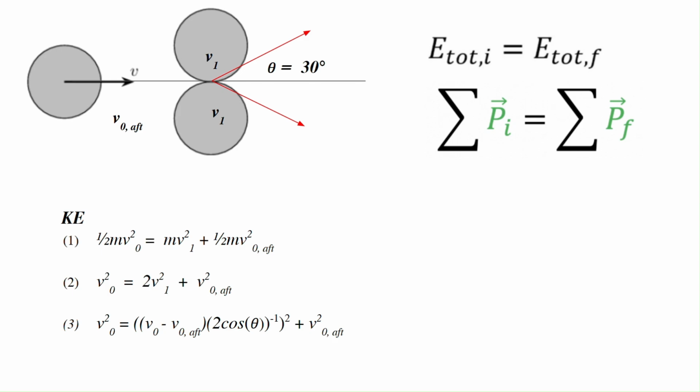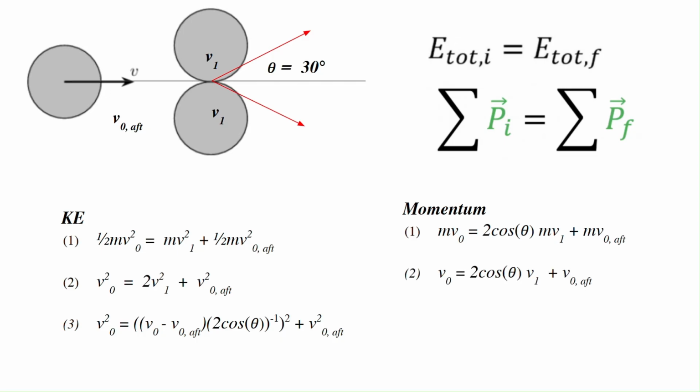And since kinetic energy is a scalar, without any components, we don't necessarily treat anything differently, and we just keep it its regular velocity. Now with momentum, mv0 is going to be equal to 2 cosine theta, and remember that theta is going to be 30 degrees, mv1 plus mv0 after. Each y component cancels out because they're simply equal.